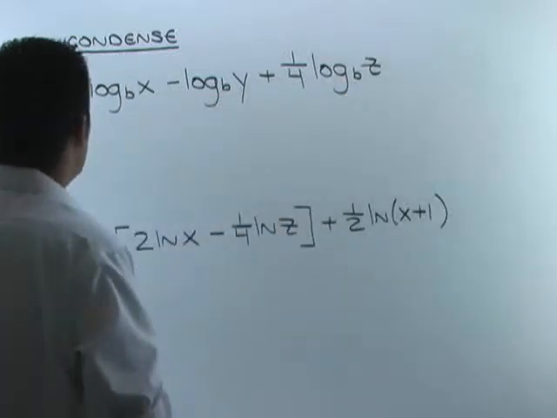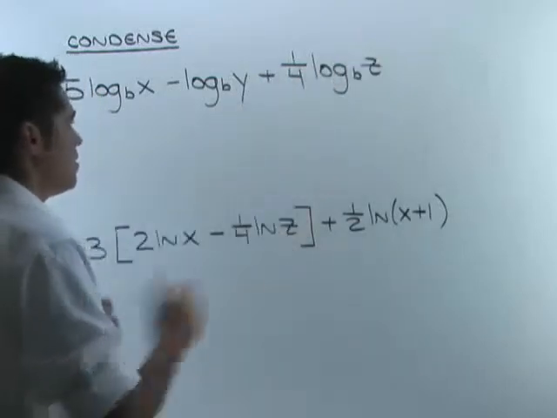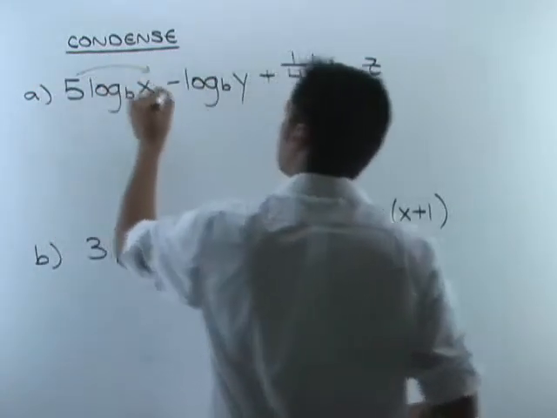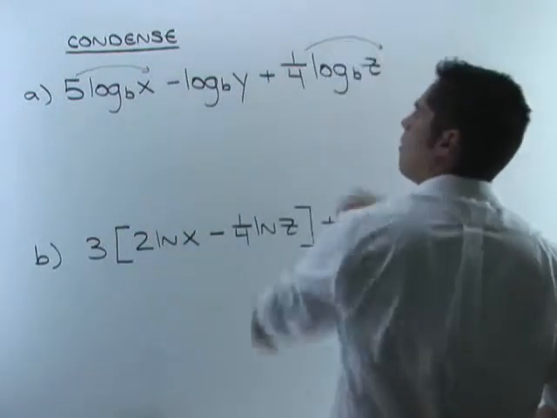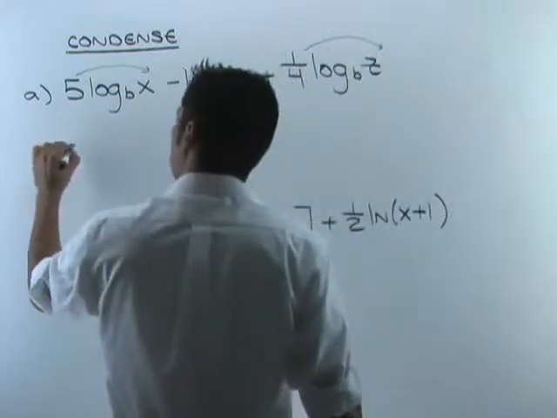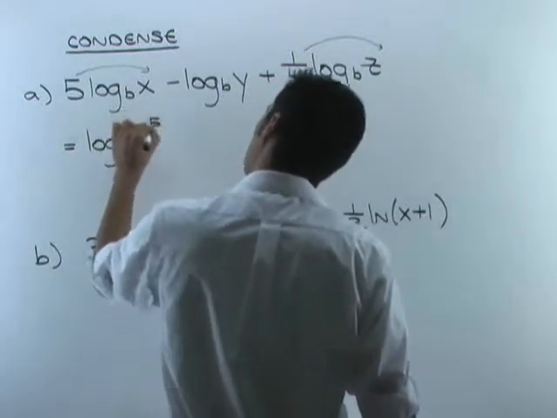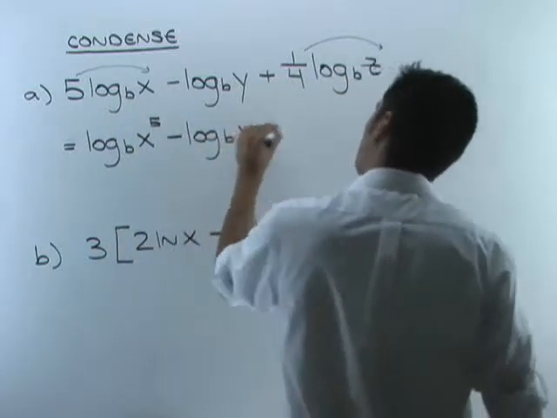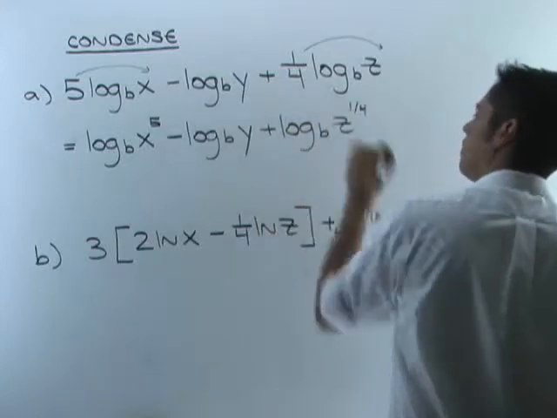All right, now what I'm going to do is start with any of the numbers in the front and move them up as powers. That's usually the first step. So here I'm going to move the 5 up here. Here I'm just going to leave it. It's like a -1. I'm just going to leave it. Here I'm going to put a 1/4 up here. So I have that this is equal to log base B of x to the 5th minus log base B of y plus log base B of z to the 1/4.